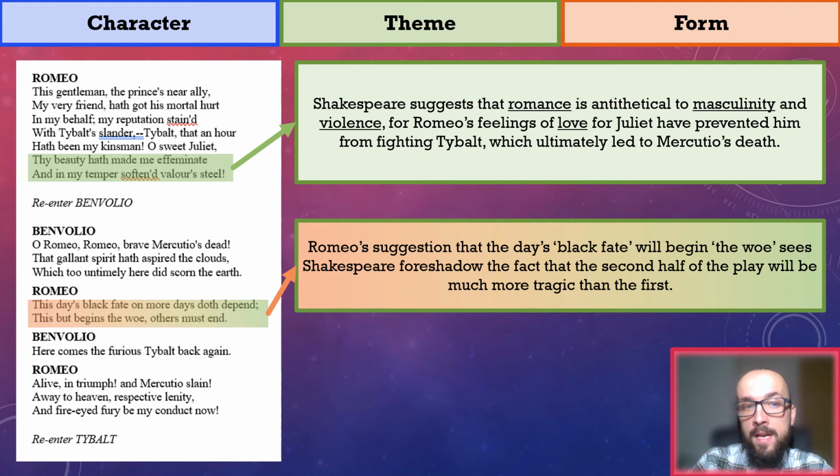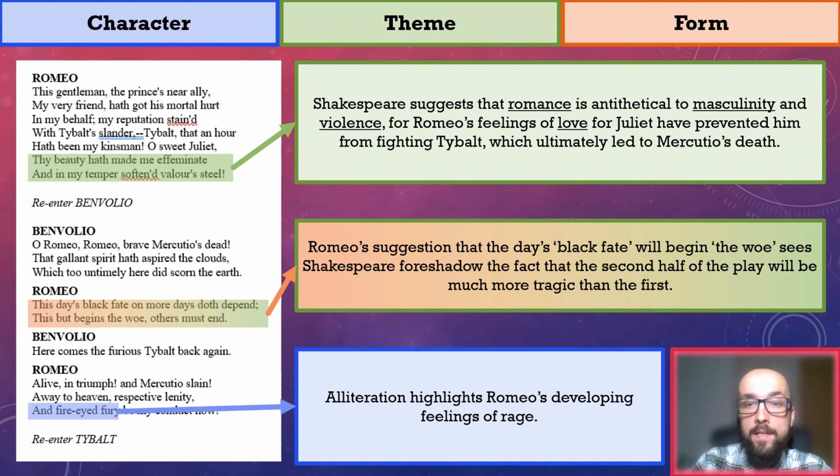Last for this section, the alliteration apparent in "fire-eyed fury" highlights Romeo's developing feelings of rage. All it took was for one of his best mates to be needlessly murdered.